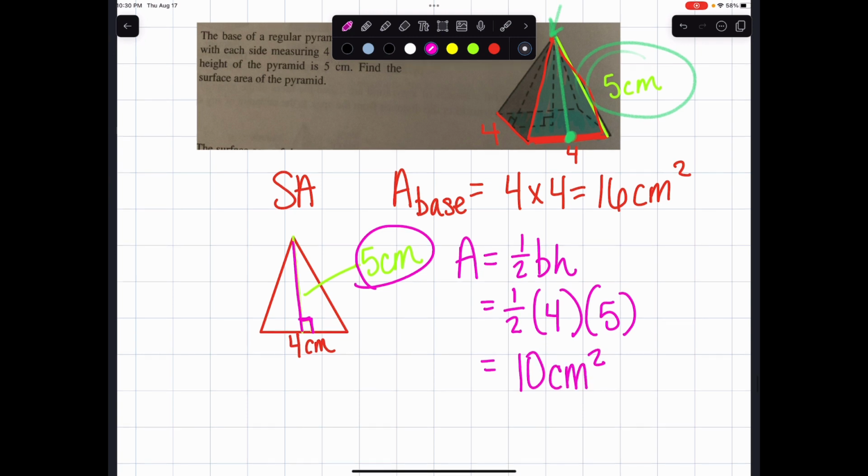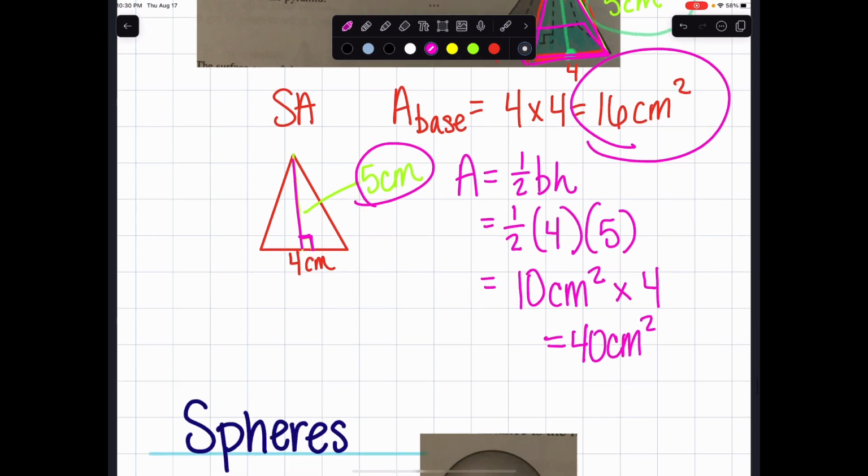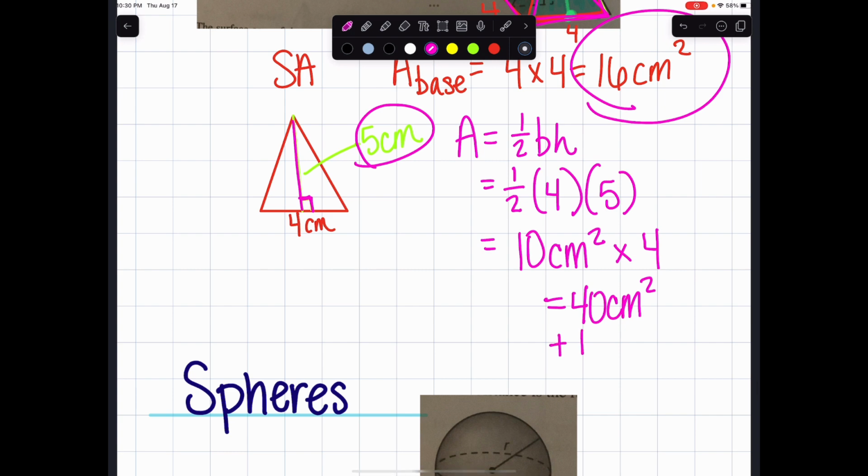But remember, that's just one of the triangles. How many triangles are there? Well, if it's a square on the bottom, there has to be a triangle that meets up with each side of the square. A square has 4 sides, so it's going to be 10 times 4. I need that much wrapping paper. So I need 40 centimeters squared of wrapping paper. Don't forget the area of the base. You want to wrap that too. So we're going to add the 16 to it and get 56.